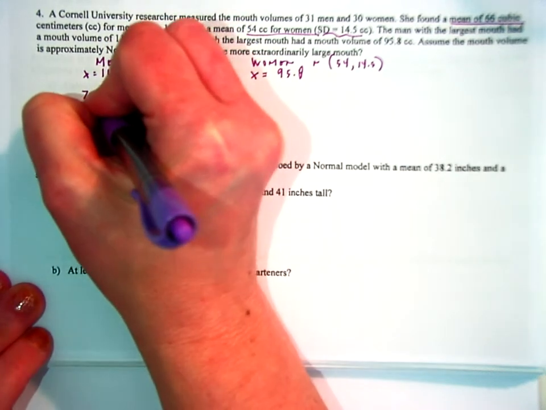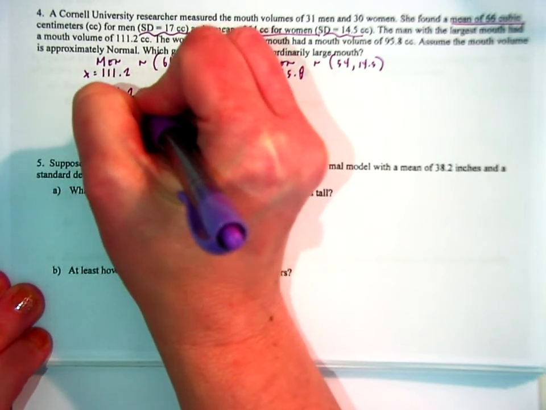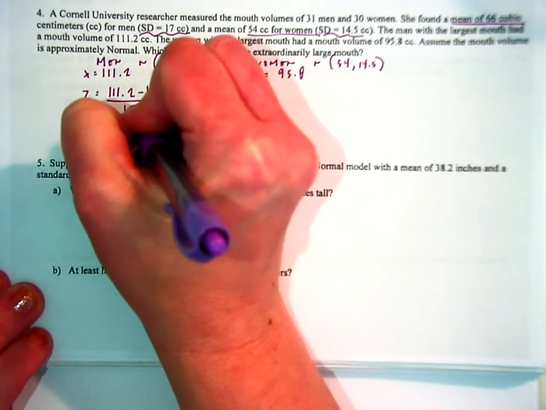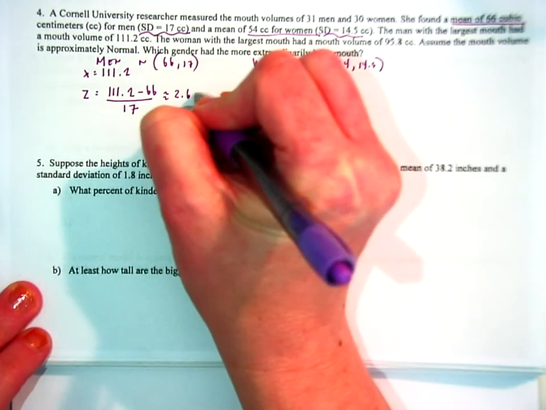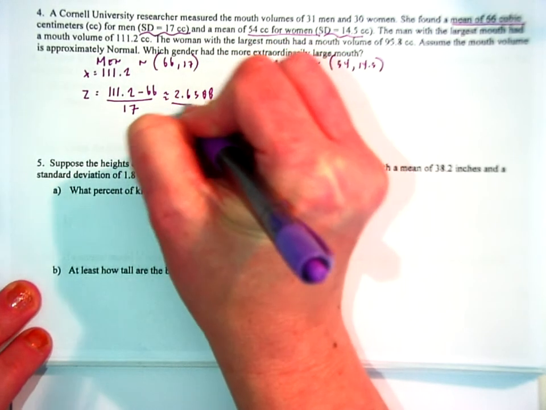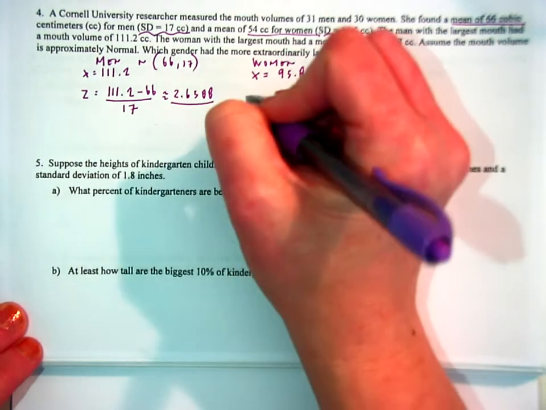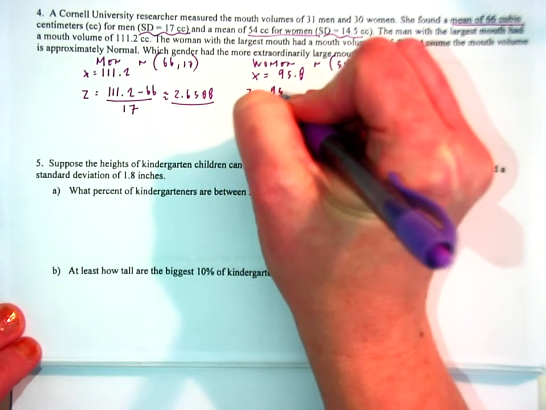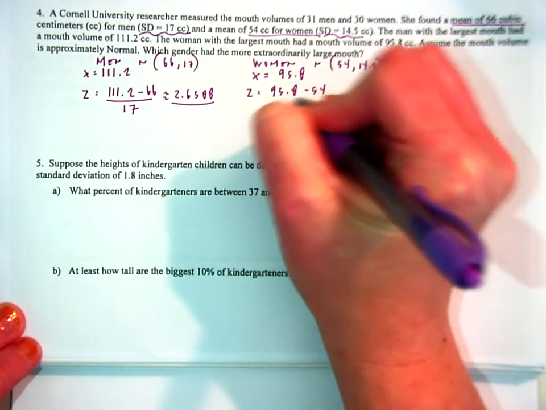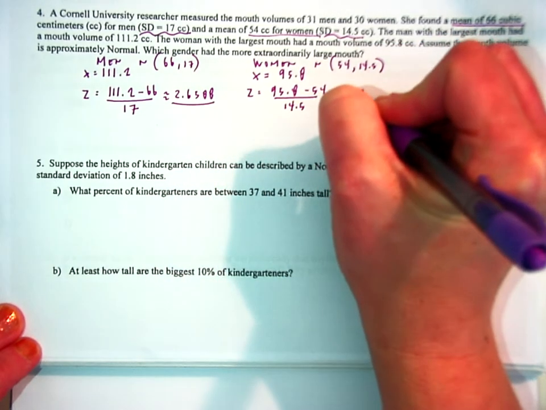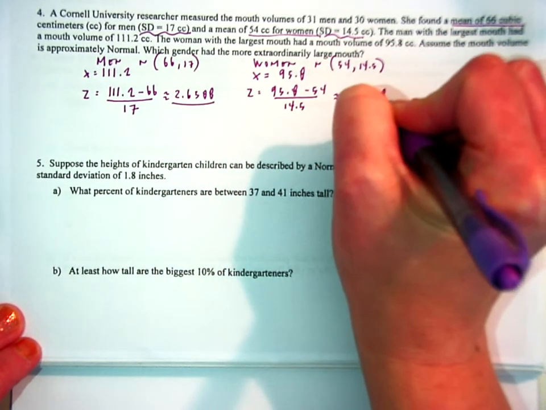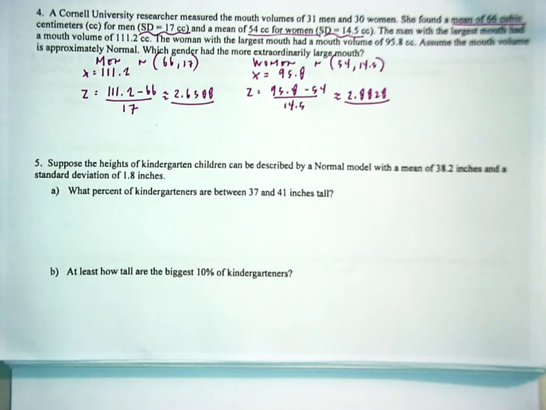So for the men, we're taking that observation minus the mean over the standard deviation. So that's getting us a z-score of about 2.6588. Okay, for the ladies, z equals 95.8 minus 54 over 14.5. So we get 2.8828.